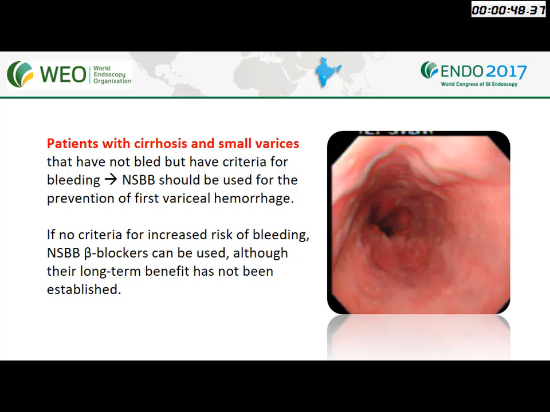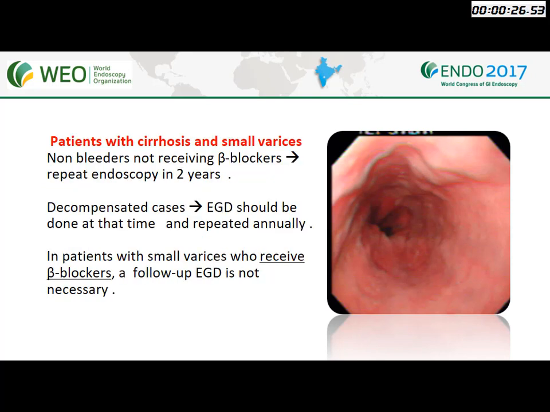Patients with cirrhosis and small varices, you give non-selective beta blockers. If no criteria for increased risk of bleeding, it can be used, although their long-term benefit has not been established. Generally, cirrhosis with small varices is not a problem. A patient with cirrhosis and small varices, non-bleeding, not receiving beta blockers, repeat endoscopy in 2 years. If decompensated, you repeat annually. In patients with small varices receiving beta blockers, follow-up endoscopy is not necessary. Small varices is not a problem.